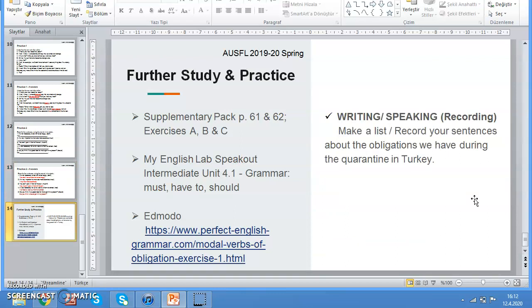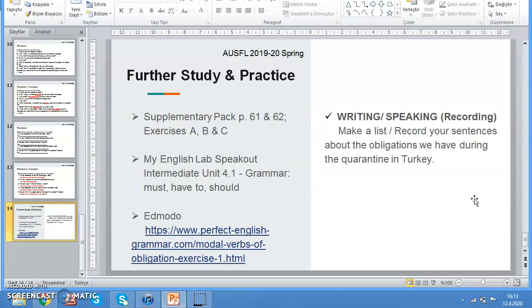If you want to do further study, you can go to Supplementary A-Level Pack, Unit 4, pages 61 and 62, exercises A, B, and C. You can also visit my English Lab, Speak Out Intermediate, Unit 4, Part 1, Grammar section. And for further practice, you can click on the link in Edmodo.